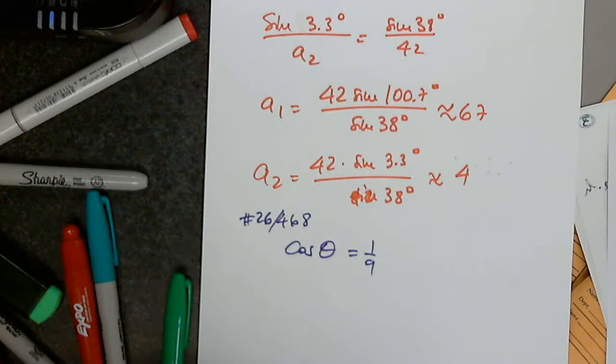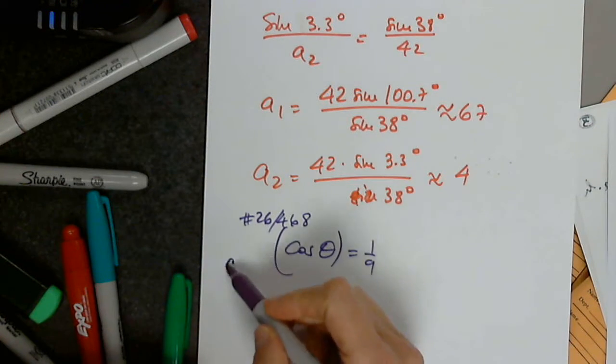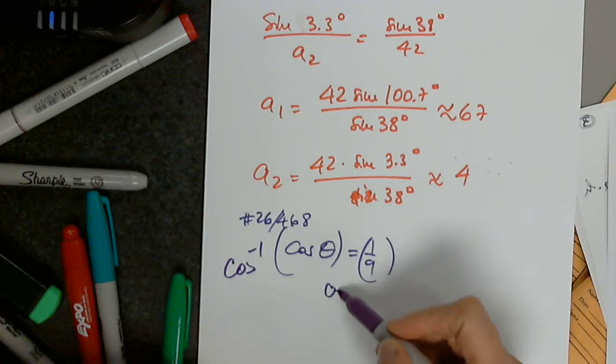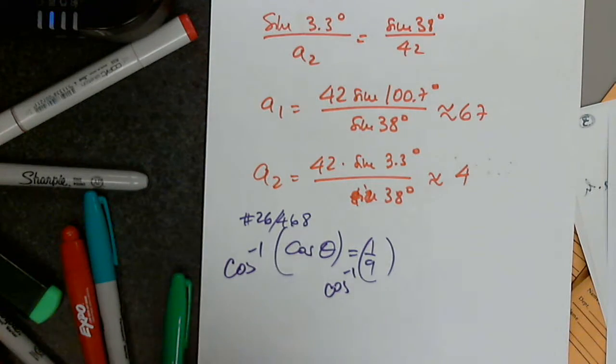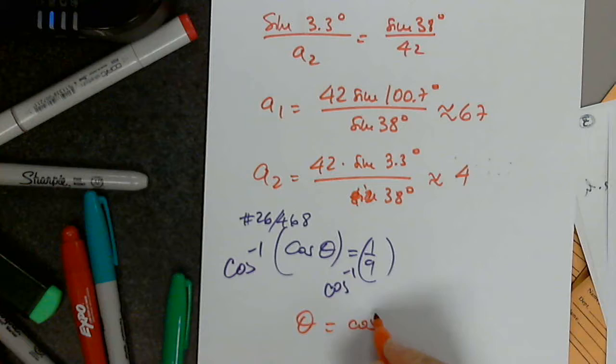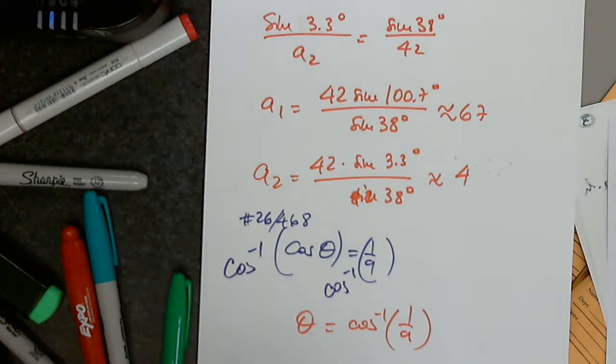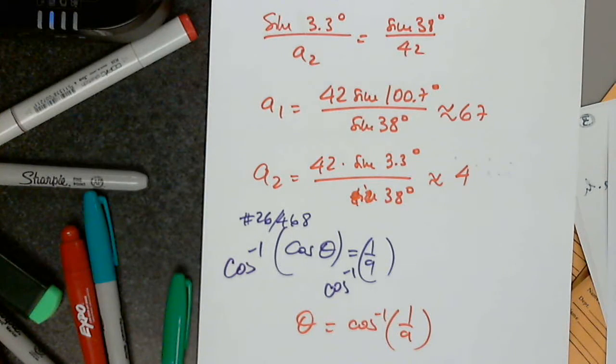You inverse cosine? Exactly. I'm applying inverse cosine to both sides, of course. I need to get rid of cosine. Cosine cannot be eliminated in any other way but just applying the inverse function to both sides. Very good. So then theta equals cosine inverse of 1 over 9. That's all I need to do.